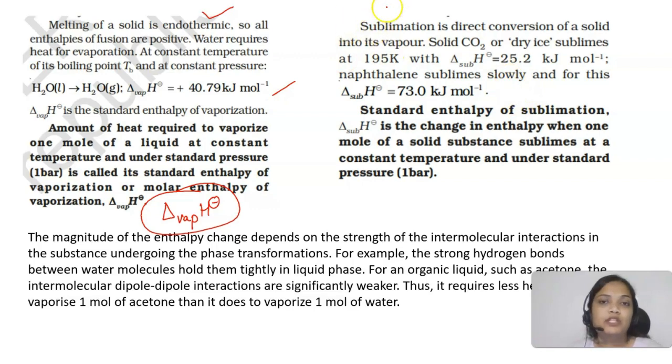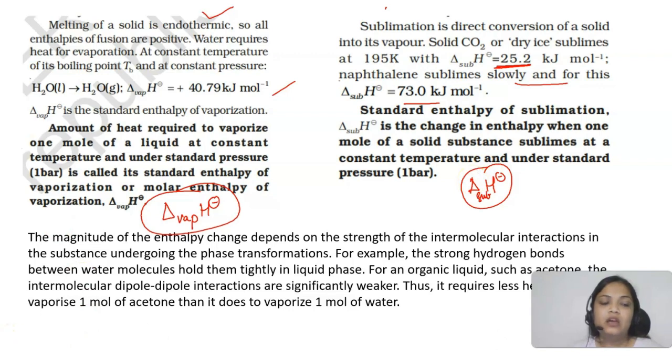Now you know sublimation, where a solid changes directly to vapor, like solid carbon dioxide. There also heat will be required. Here, for dry ice it's given, and for naphthalene delta H is given. So in that case the enthalpy change will be known as the standard enthalpy of sublimation.